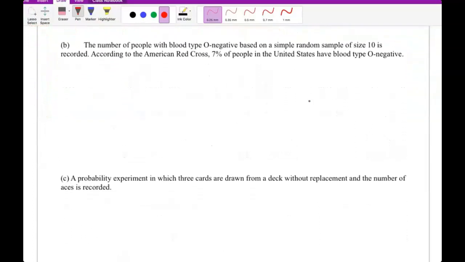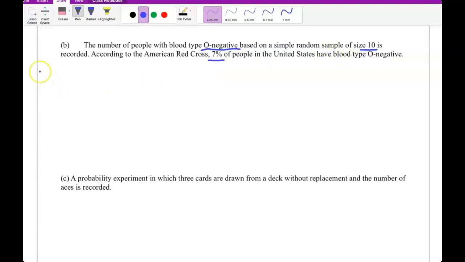Now part B. Number of people with blood type O negative, based on a simple random sample of size 10. This is the number of trials recorded. According to the American Red Cross, 7% of people in the United States have blood type O negative. The 7% is the probability of success.